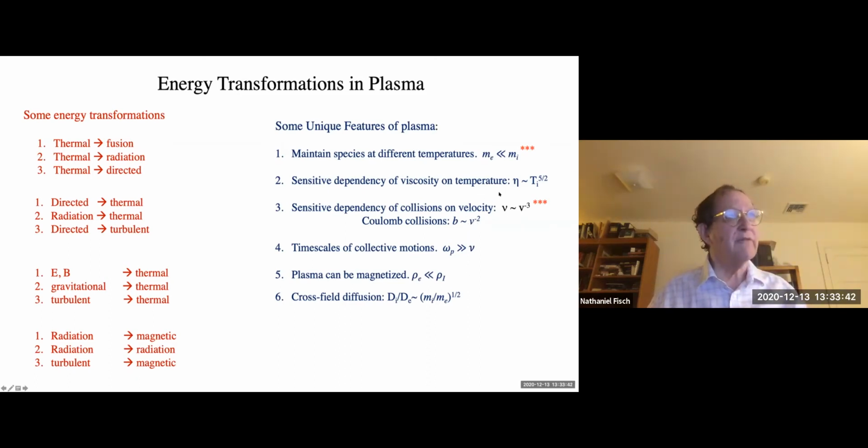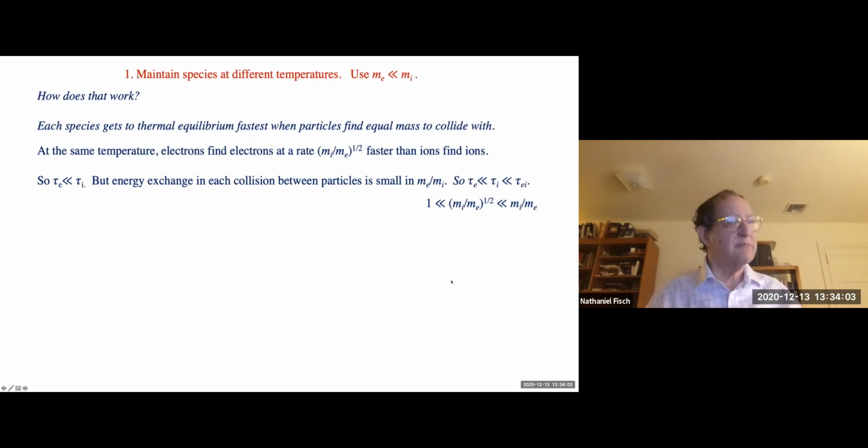So you can derive, for example, that the viscosity is very sensitive to temperature, as opposed to neutral gases, where it's not. Now, of course, the plasma can also be magnetized, and because of that you have very different cross-field diffusion for the different particles, and of course, you have collective motions in plasma. So let me show you how some of these things make a difference.